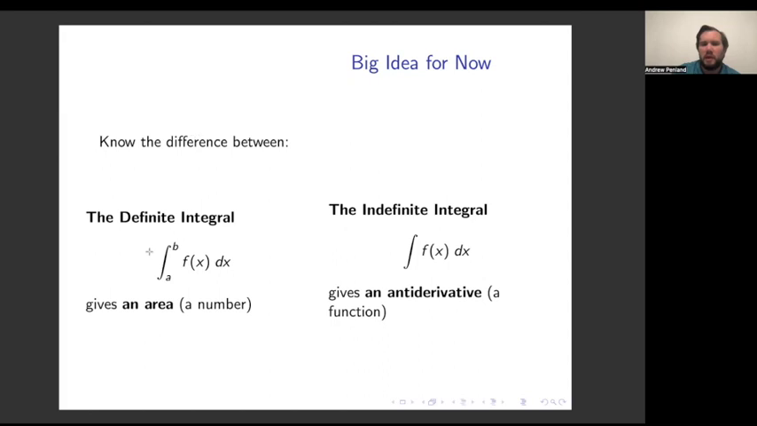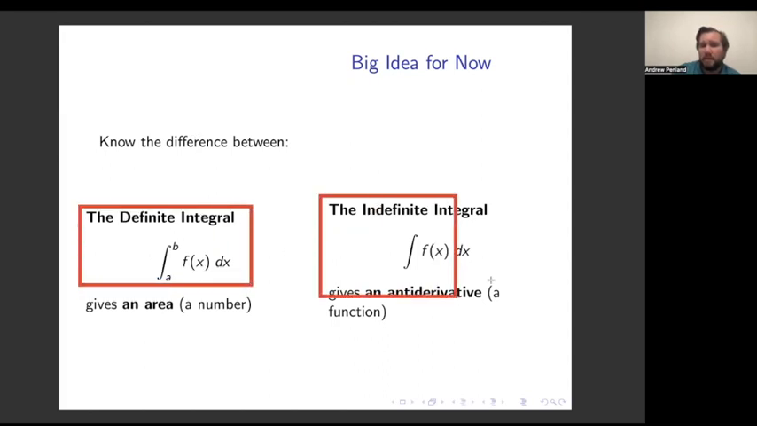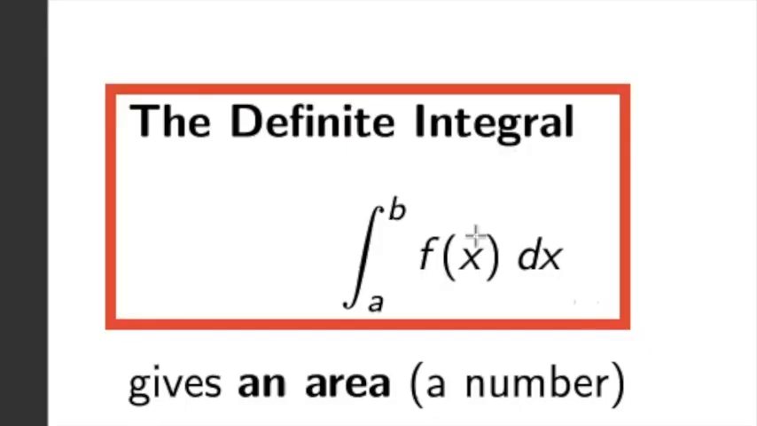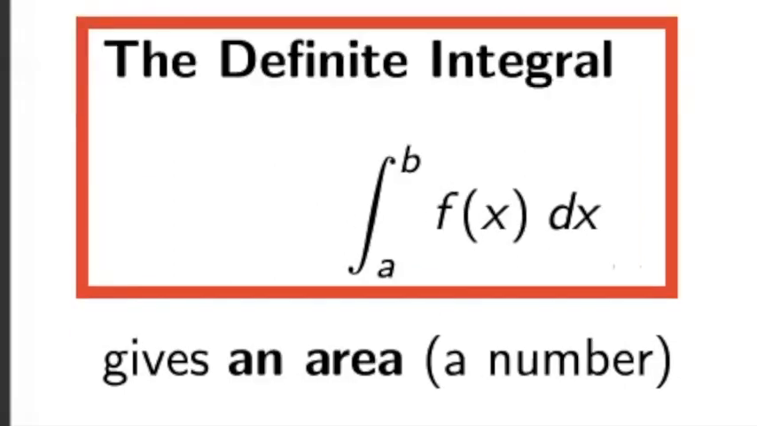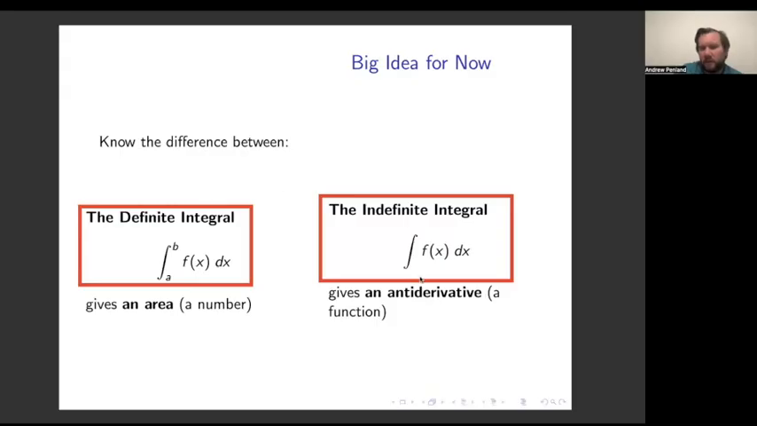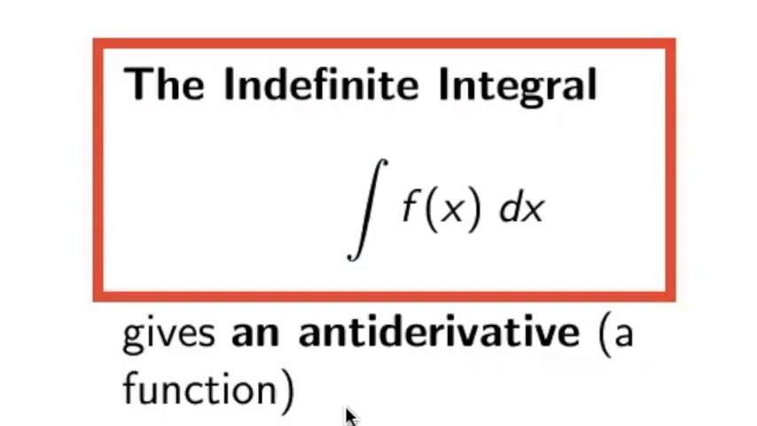But for right now, what we want to emphasize is the difference between the two types of very similar looking things that you could see. The difference between the definite integral, which has upper and lower limits of integration and gives a number as the final answer, and the indefinite integral, which will give an antiderivative, which is a type of function.